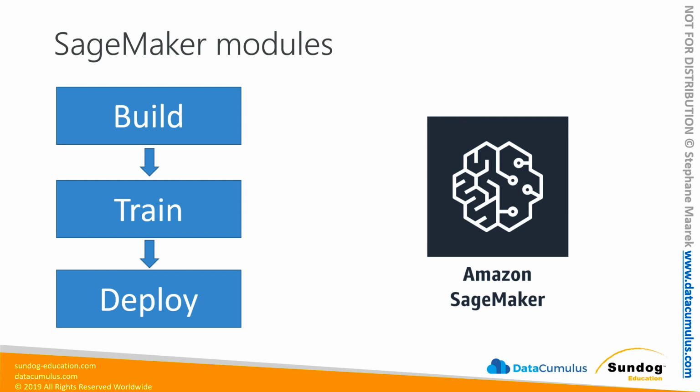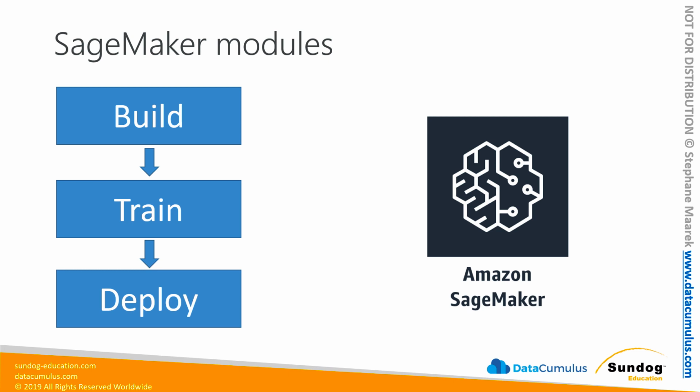SageMaker includes 3 modules that you have to work through: build, train, and deploy. So the build module provides a hosted environment for working with your data, experimenting with algorithms, and visualizing your output. This is where you're going to be working with fully managed instances running Jupyter Notebooks for training, data exploration, and pre-processing.